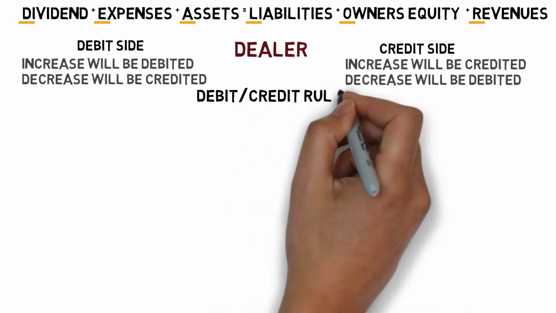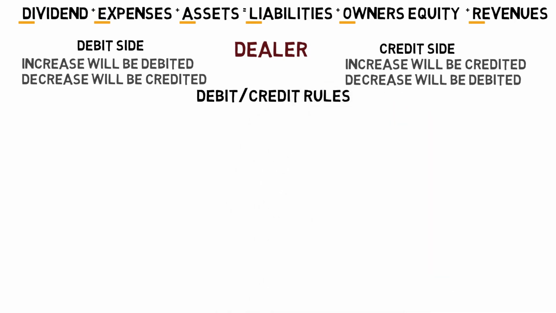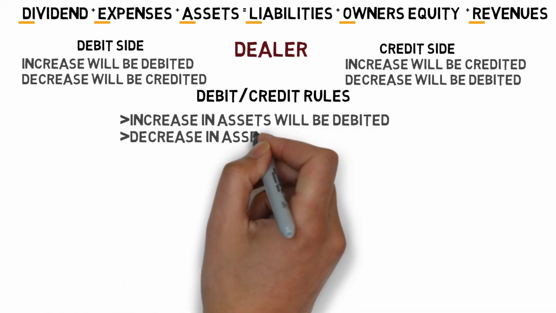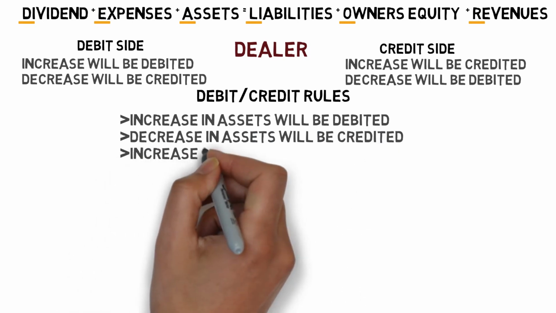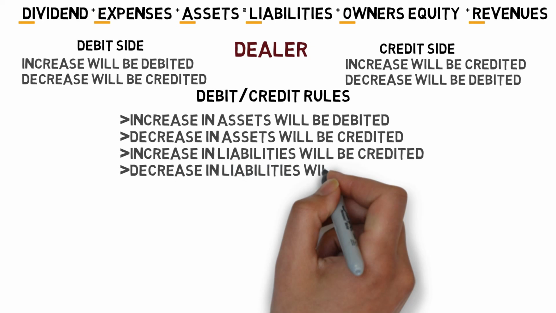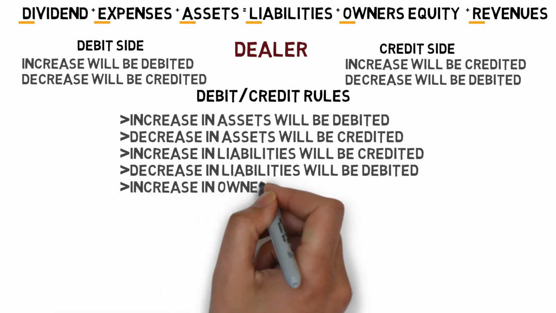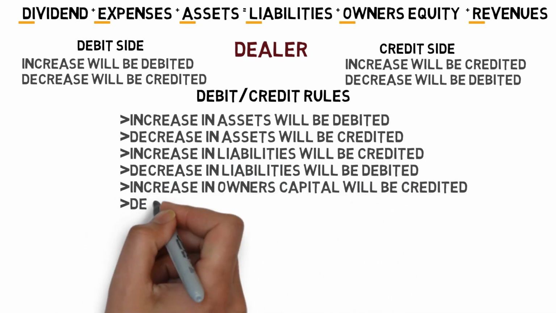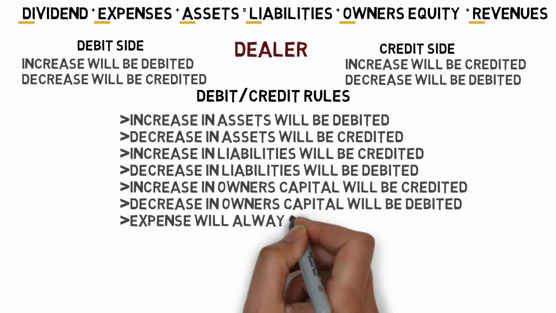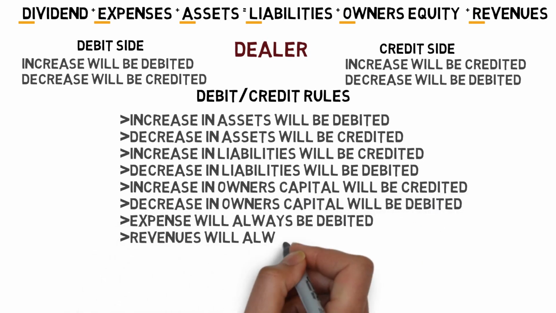Now it will be easier to understand the debit credit rules, which are: increase in assets will be debited, decrease in assets will be credited. Increase in liabilities will be credited, decrease in liabilities will be debited. Increase in owner's capital will be credited, decrease in owner's capital will be debited. Expenses will always be debited and revenues will always be credited.